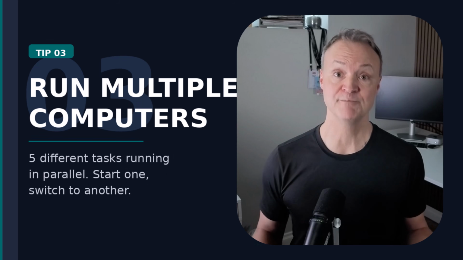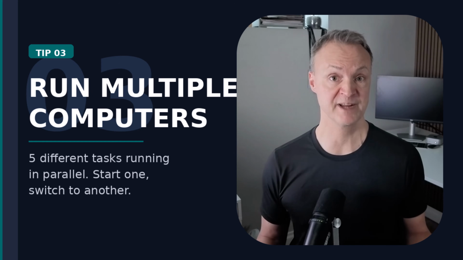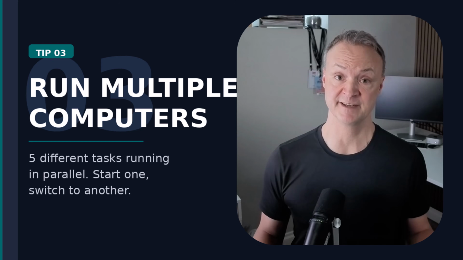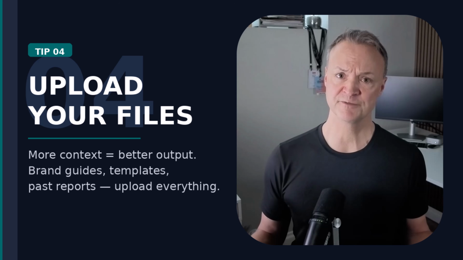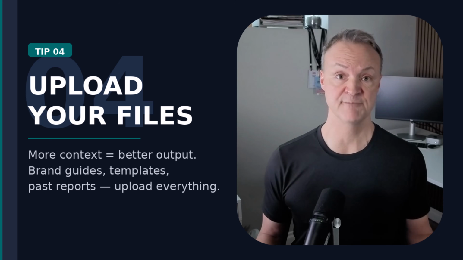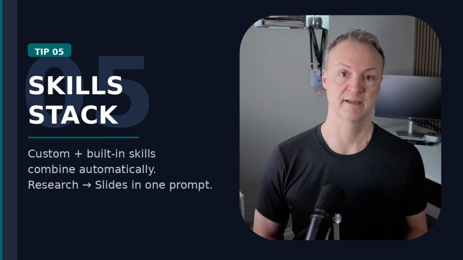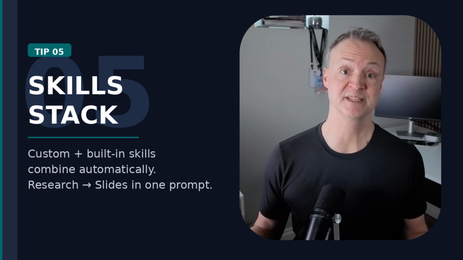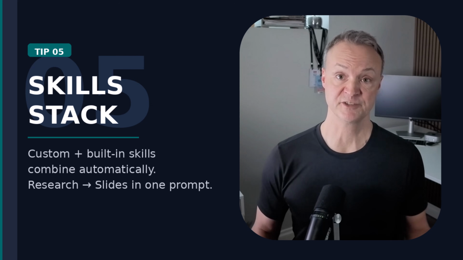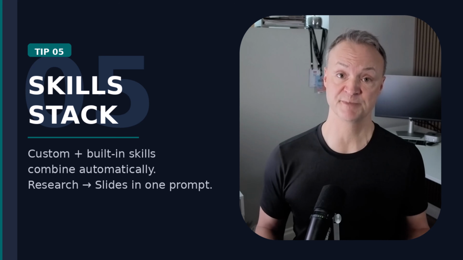Tip 3, run multiple computers at once. You can have up to 5 different tasks running in parallel. Start one, switch to another thread, start another. They all run simultaneously. Tip 4, upload your own files. The more context you give it, the better the output. Brand guidelines, templates, past reports, upload everything. Tip 5, skill stack. Your custom skills combine with your built-in skills automatically. Research skills plus slide skills means one prompt goes from research to finished presentation.